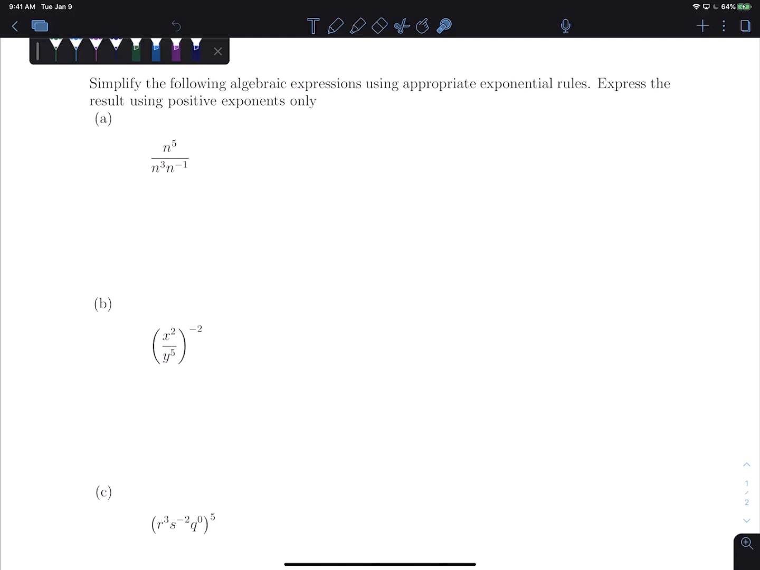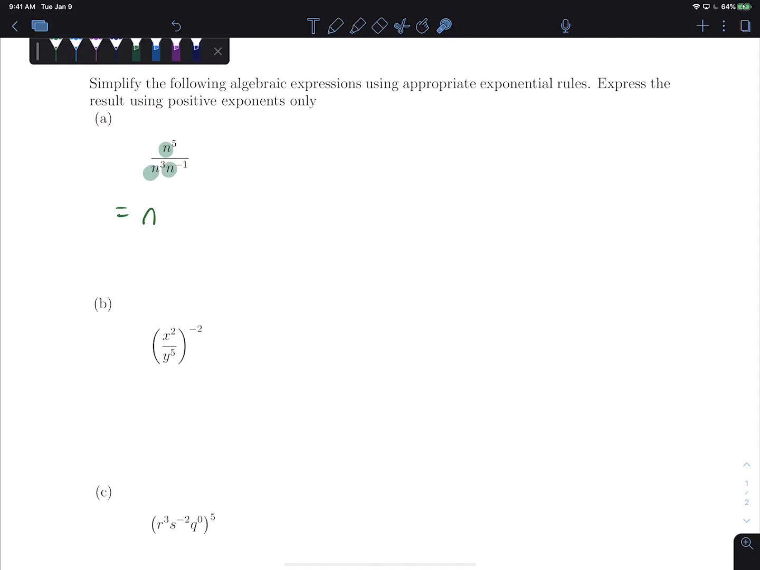And kind of like what we saw in the previous video, with exponential rules, there are multiple things that we can do. So I'm going to go ahead and show you both ways that I would do this. But I'm just going to realize that the base of each one of these is n. So we have n to the fifth all over n cubed times n minus 1. The base is n for each one. So this is the same thing as n to some power.